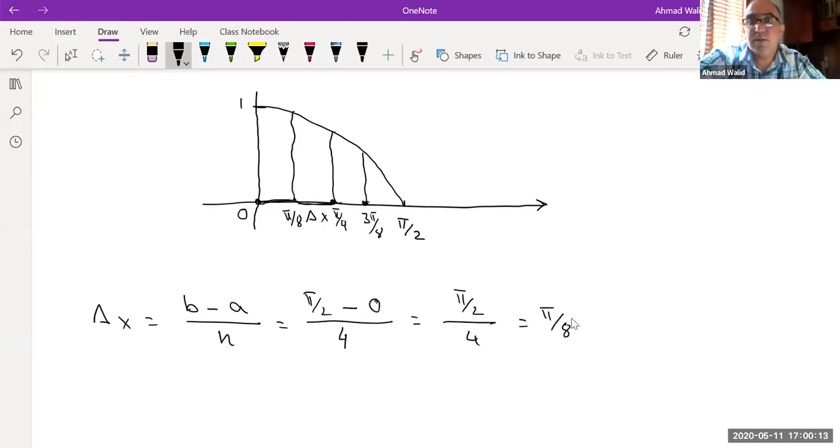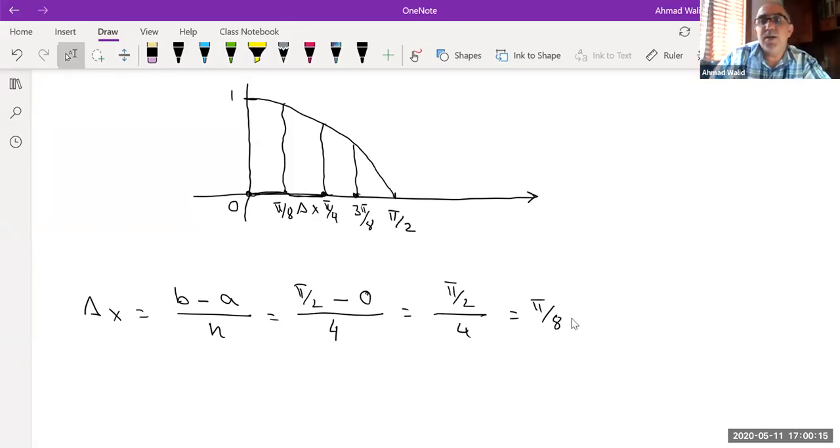Now, let's use the left endpoint or the lower sum and upper sum method to calculate or to estimate the area under this curve. First, the upper sum. It means connect the right endpoint to the left.